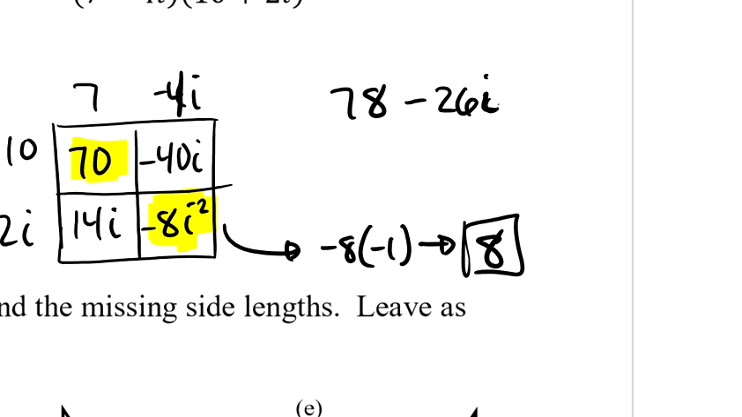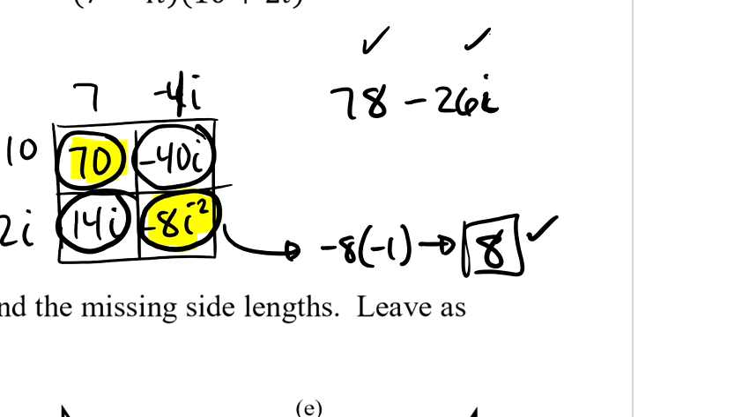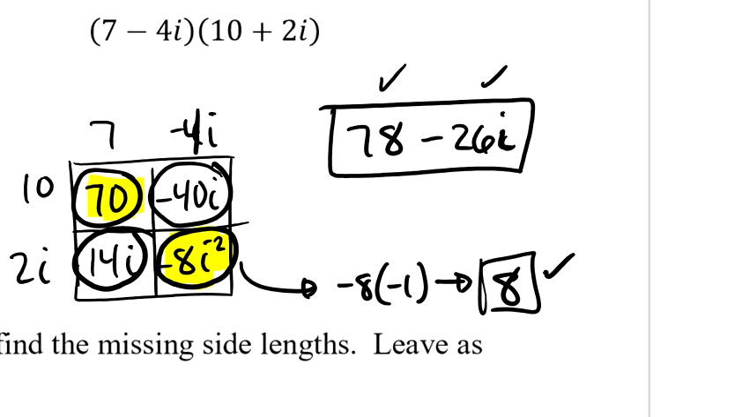I'll try to be a little bit more precise here in what I'm saying. But let's look at this again. 70, and then this is a plus 8. This is positive 8. 70 plus 8 is 78, and negative 40i plus 14i is negative 26i. So this is the simplified form of this. I've multiplied this out, and I dealt with the fact that I had an i squared, which equals negative 1.